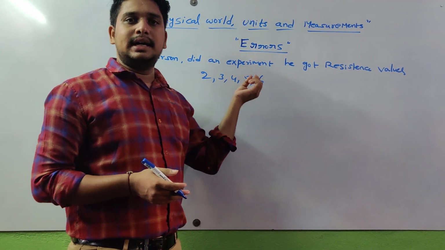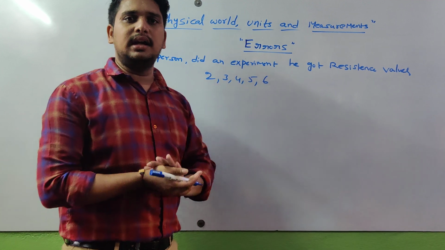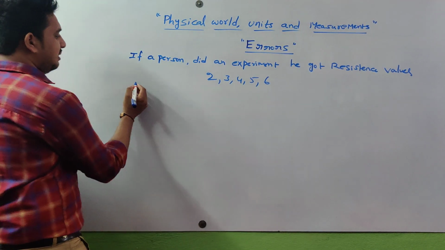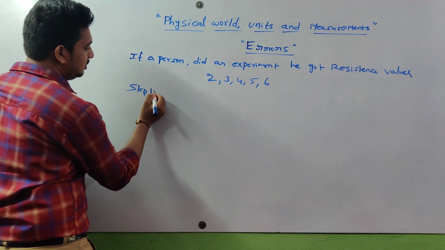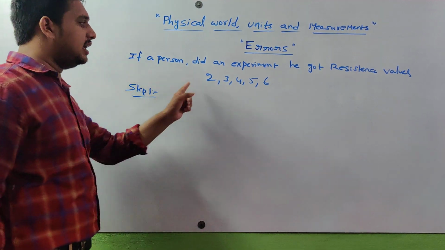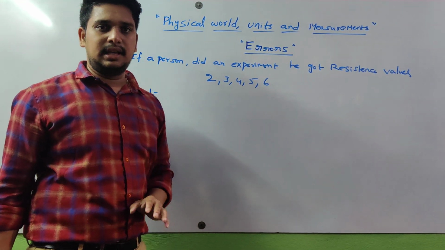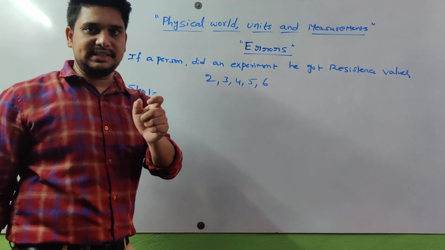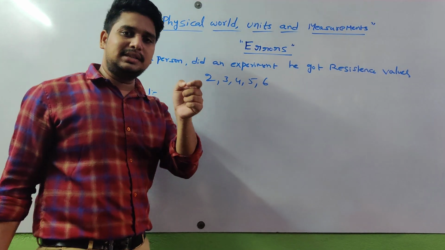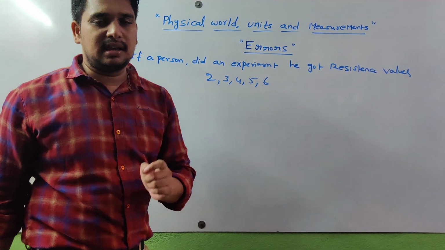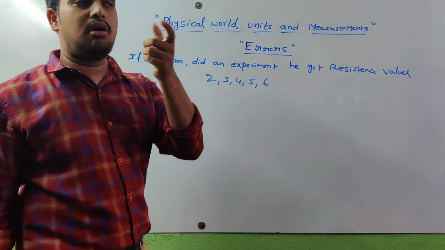Whenever measured readings are given, first, step 1. What is step 1 here? Step 1 is to find the average of all readings. Please recapitulate whatever we discussed a few minutes back. The first step is to find the average of all readings.